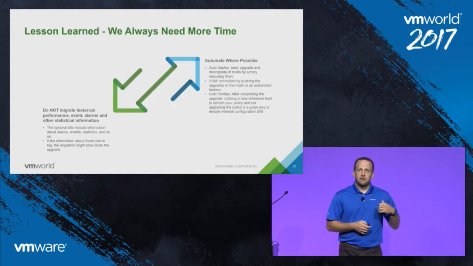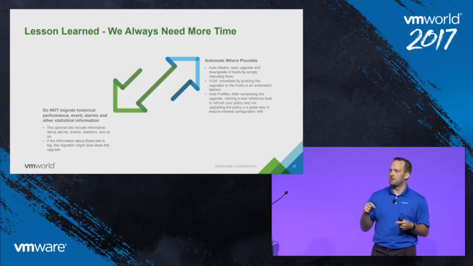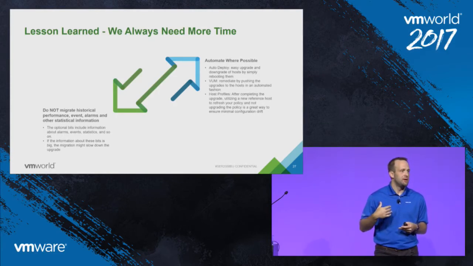Do not migrate historical records. Back in vSphere 6.0, we first introduced this: when doing the upgrade, you can check a box to disable moving things like performance data. You can remove the old task data. If you're using products like vROps or Log Insight, all that data is elsewhere already, so there's really no reason to keep it.